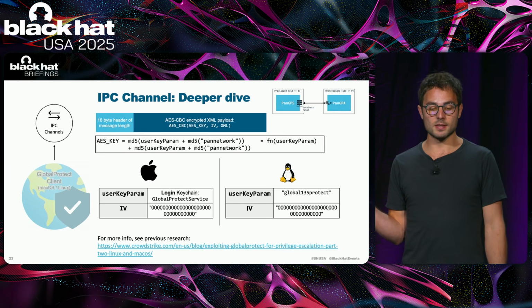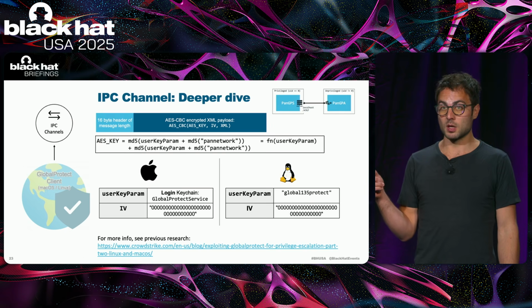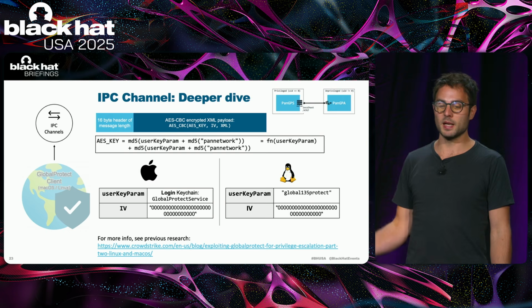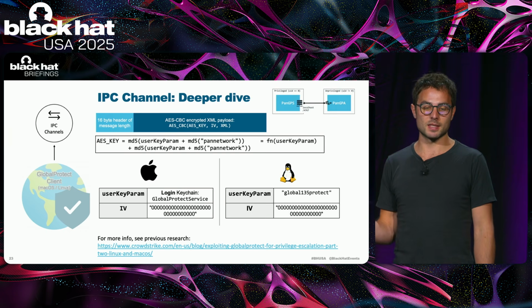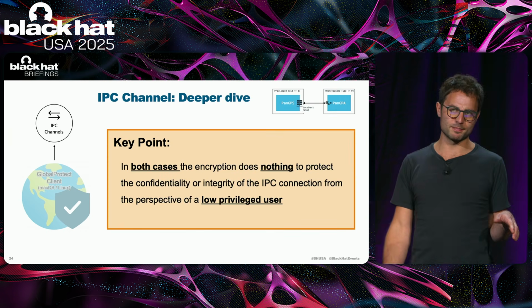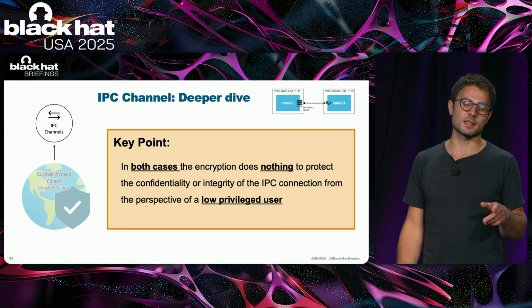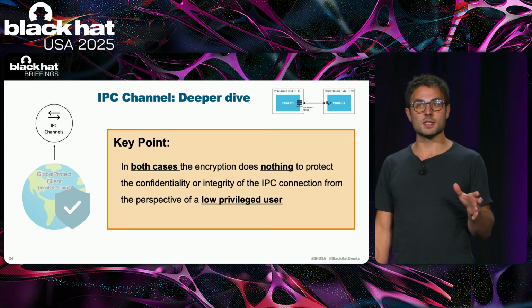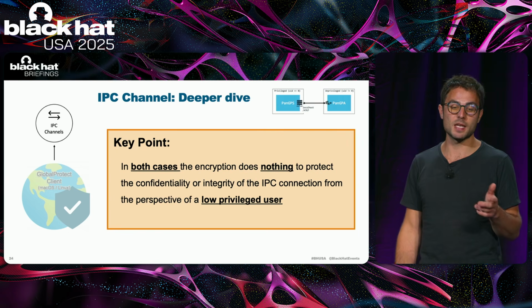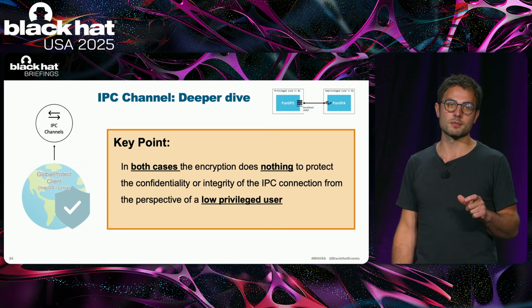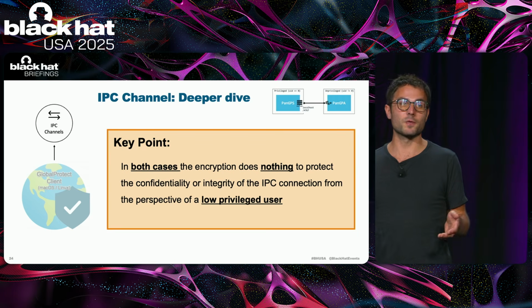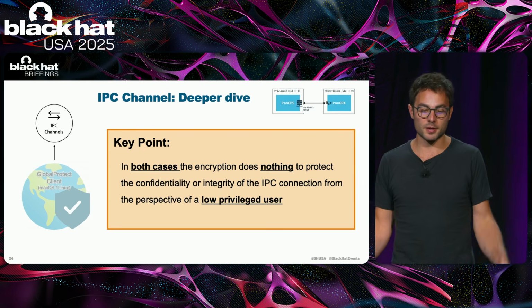this. And if you're interested in more about it, I encourage you to look at this blog from CrowdStrike from many years ago, where they explain it in detail. But the key point, in both these cases, the encryption is doing nothing to protect the confidentiality or integrity of the IPC connection from the perspective of a low-privileged user. Arguably, this kind of security by obscurity might be giving a false sense of security, I would argue.